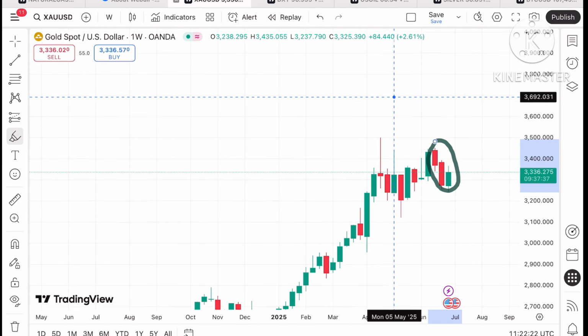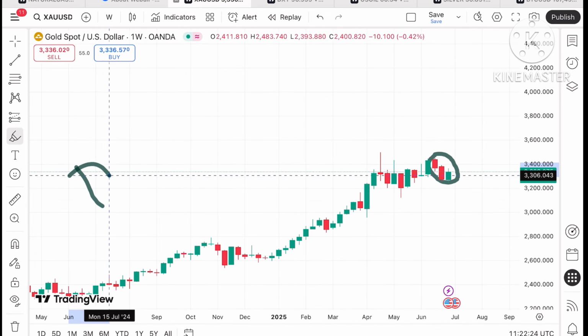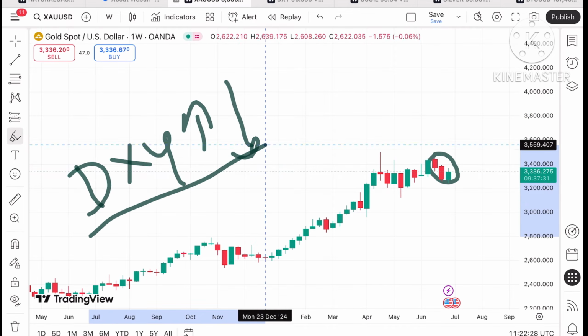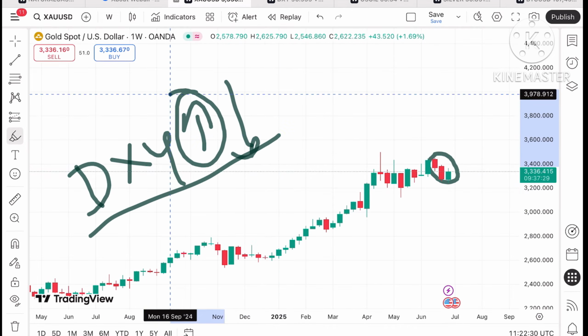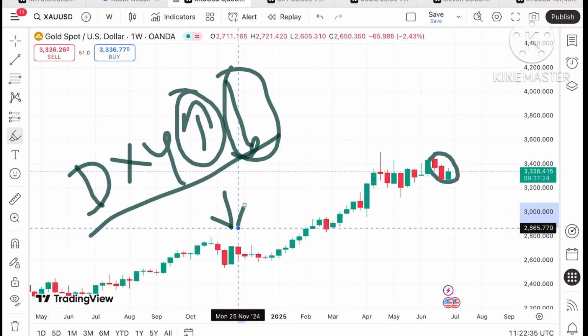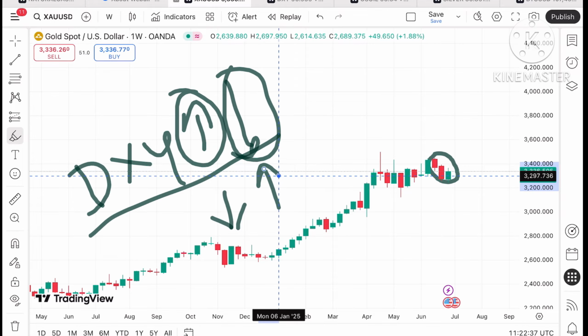As I've already explained, the price of gold depends on the dollar index. They are inversely related to each other. When there is a rise in the dollar index, we see the gold price come down. When there is a fall in the dollar index, we see the gold price go up.